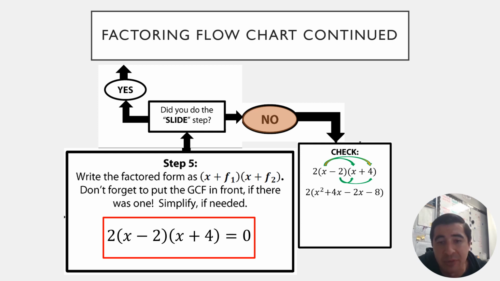We see like terms of 4x minus 2x, and those are like terms because they have the same variable and the same exponent. So I would simplify that to 2 parentheses x squared plus 2x minus 8. Now I can distribute the 2 into all three terms, in which case I would get 2x squared plus 4x minus 16 equals 0. Perfect, we got right back to where we came from, and that would be how we use this flowchart.